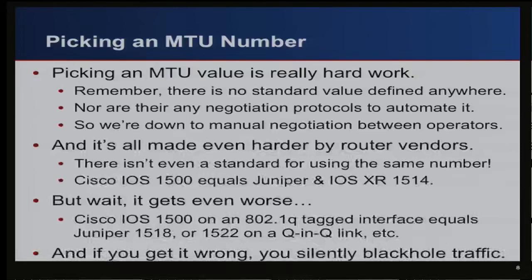So if you have a VLAN tag in there, you've now got to go configure it for 1518. If your interface is configured for Q-in-Q, you've now got to go configure that for 1522. And so every time you do this negotiation with the other side, you've got to understand what gear do they have, what number are you actually talking about. And the really bad part about all this is if you get it wrong, you silently black hole traffic. That's where it goes really bad really quickly.